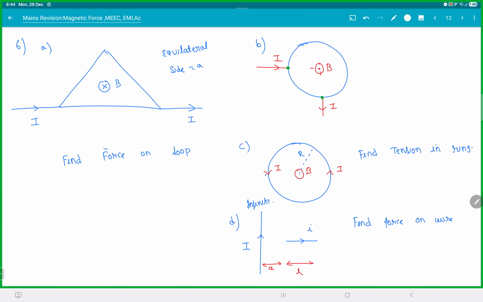Actually, this is a disc. That's not a loop actually. I could have taken the loop also. Disc is better. Finish off. I'll give 2 minutes for all. 2 more minutes.